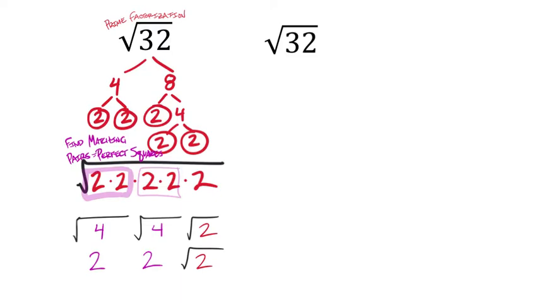Now this would be pretty well simplified. It's almost finished, by the way. What we need is to multiply anything that can be multiplied, such as 2 and 2, which is 4. And then we'll just finish by multiplying that by the square root of 2. And this is our final answer right there, simplified.